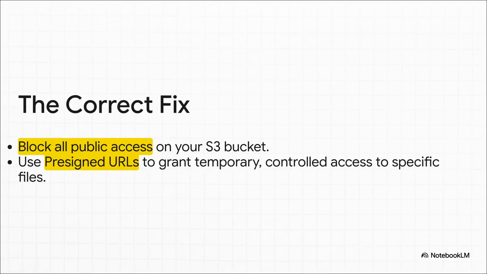So what's the right way to do it? It's a two-step fix. First, you lock it all down. Block all public access to your bucket, period. Then, for any file that someone actually needs to see, you generate something called a pre-signed URL. Just think of it like a temporary single-use keycard that only works for one specific file for, say, an hour. It's totally secure and completely controlled.